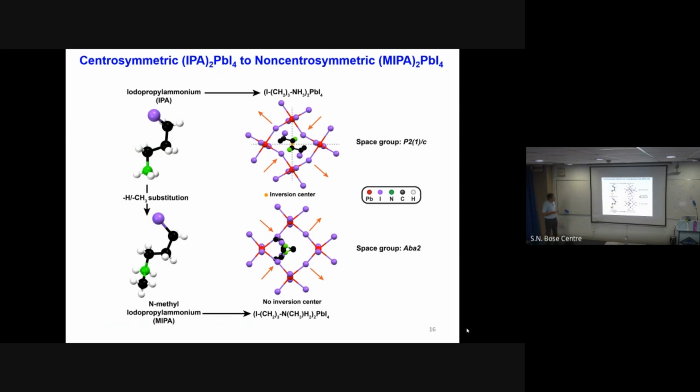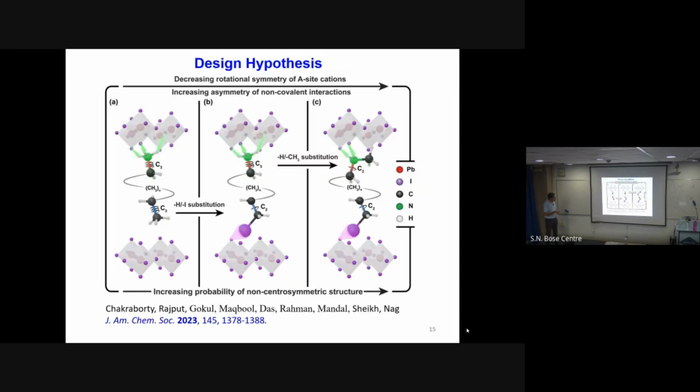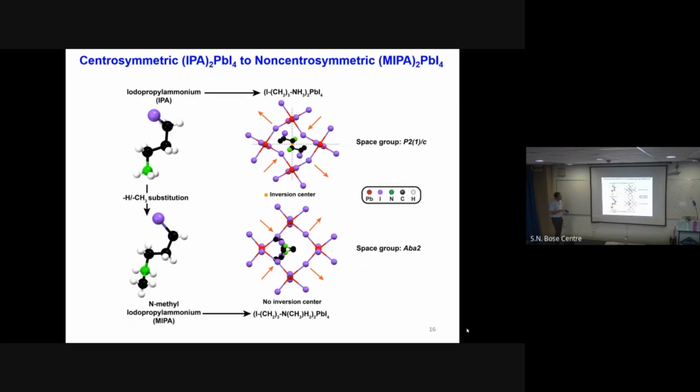So here you can see that this is the ammonium group and this is the iodine here. The first example that I'm taking is this case B here. When I did this experiment, this is the hybrid perovskite structure. This is not a schematic. These are all single crystal XRD that I'm presenting here.